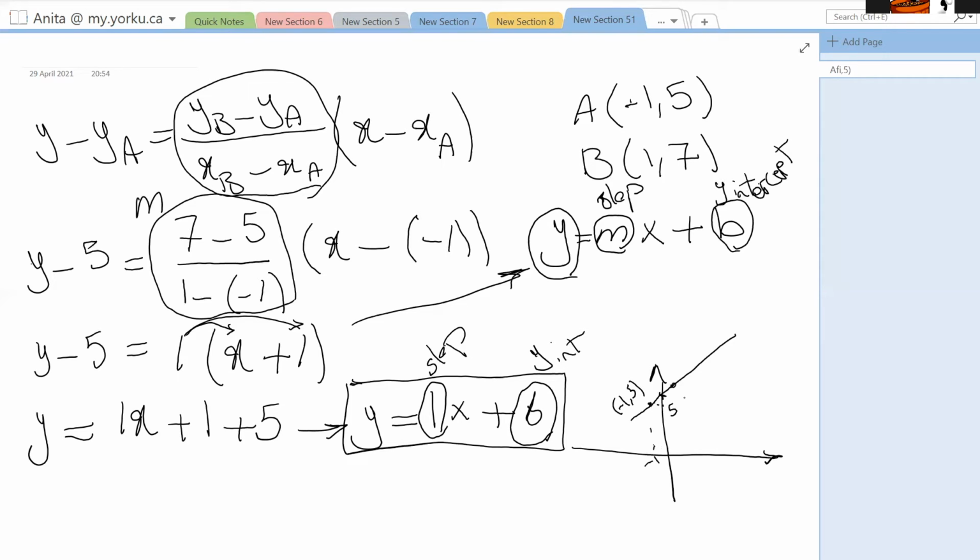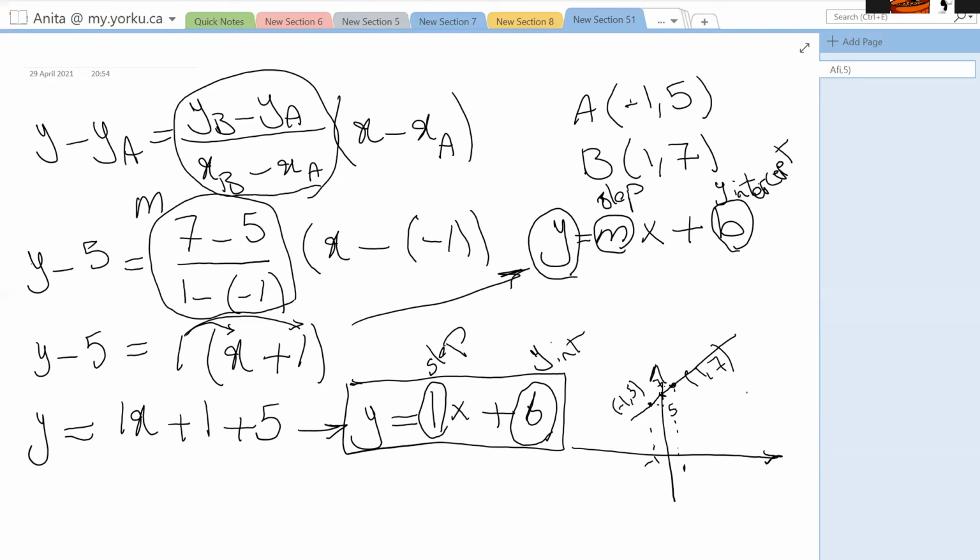And the other point is 1 and 7. Basically, here is 7 and here is 1. So where it crosses the y-axis, it's in between the 5 and 7, which is 6. That's that, 6. You understand? Yes. Where it hits the y-axis. So very good. So that was the question. What is the y-intercept? It's 6.